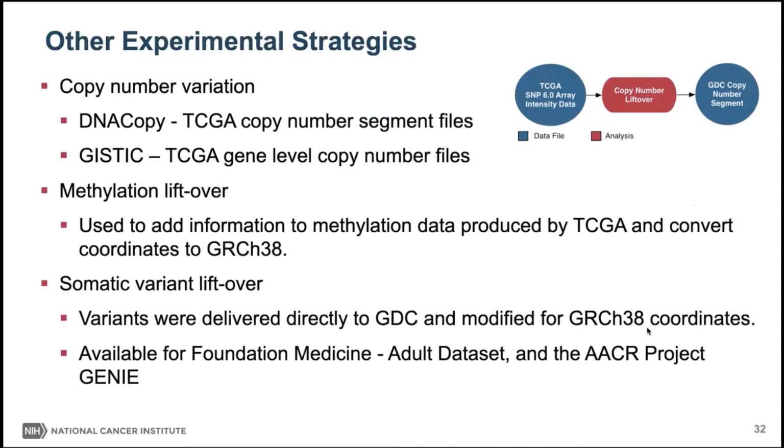There's also the methylation liftover pipeline, which is used to add information to methylation data that was previously produced by TCGA, and the coordinates were converted to GRCh38, specifically the version that the GDC uses. Lastly, there's the somatic variant liftover, in which variants were delivered directly to the GDC. So they weren't called, they were never BAM files at the GDC. They were just given directly to the GDC, and they were modified to have the hg38 coordinates that I mentioned before. These two types of liftover files are available for the Foundation Medicine Adult Dataset and the AACR Project GENIE data that is on the GDC.